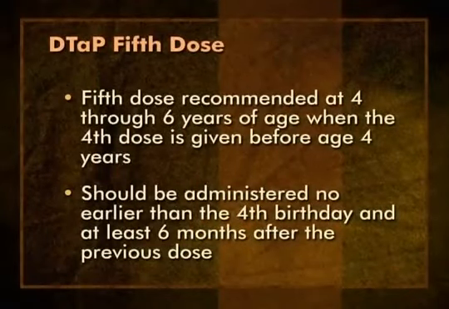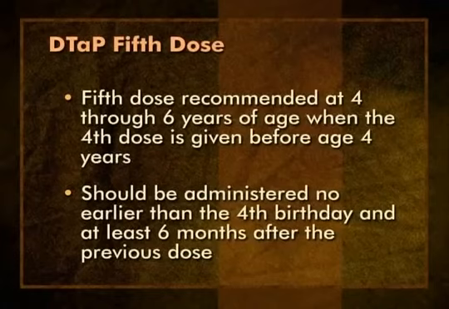A 5th dose of DTaP at 4 through 6 years of age is recommended when the 4th dose is given before age 4 years. This final dose in the DTaP series should be administered no earlier than the 4th birthday and at least 6 months after the previous dose. You will encounter children who have received all 5 doses of DTaP prior to the 4th birthday. A booster dose of pertussis vaccine prior to school entry is important to maintain pertussis immunity through the school years. We recommend that children who receive the 5th dose prior to 4 years of age receive an additional dose of DTaP after age 4 and at least 6 months after the previous dose.